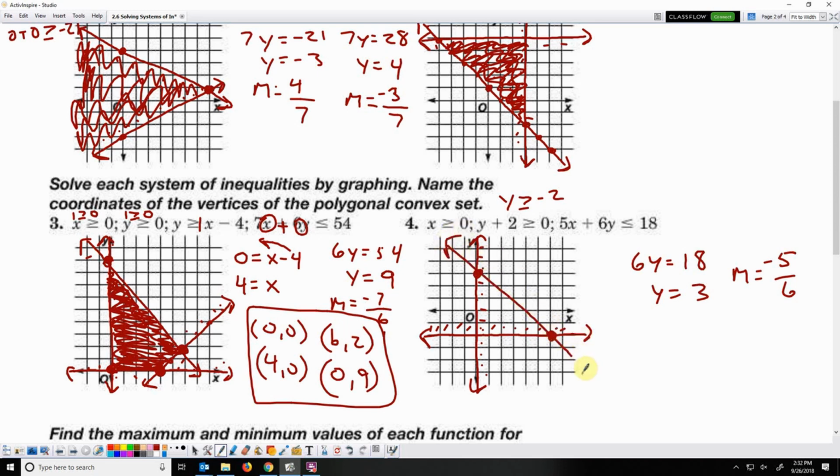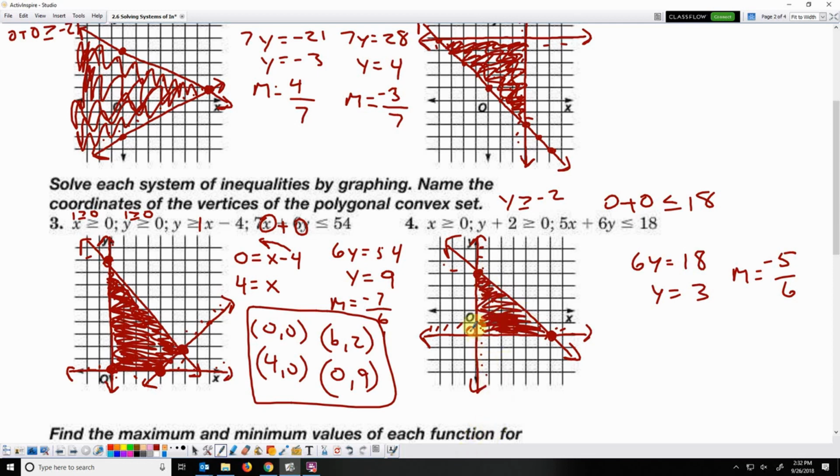So there's my third line. If I put in 0, 0, I get 0 plus 0 is less than or equal to 18. That is true. It shades this way toward the origin, and all 3 times this region got shaded.